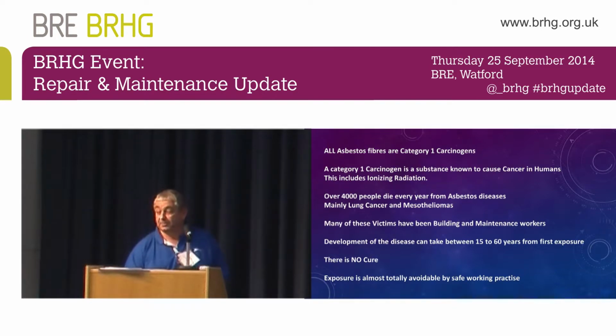Over 4,000 people die every year from asbestos diseases, mainly lung cancer and mesothelioma. Two years ago, it was 7,600. The HSE has stopped producing figures. They're just telling us to tell you that it's over 4,000 people.